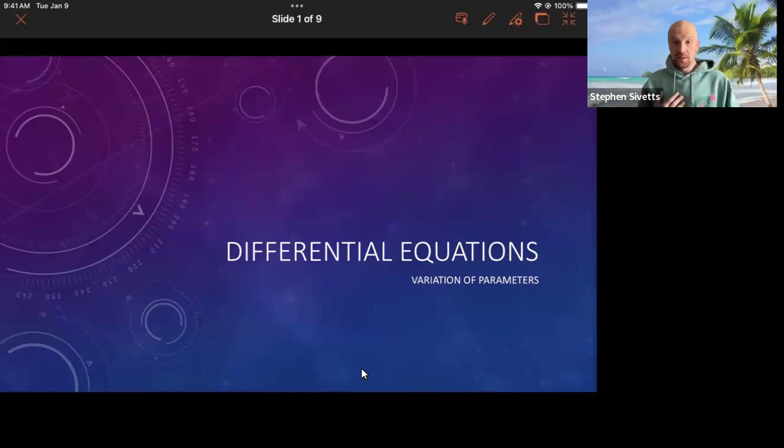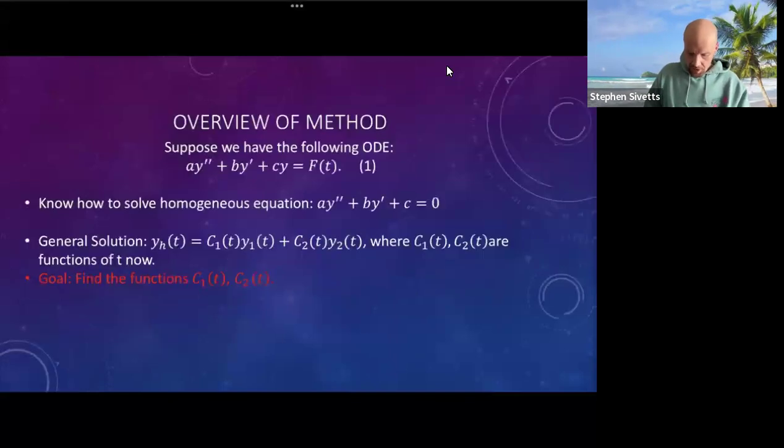In this lesson in differential equations, I'm going to be going over another method to solving second order differential equations, and that is what's called variation of parameters. Okay, let's get started. So here is the overview.